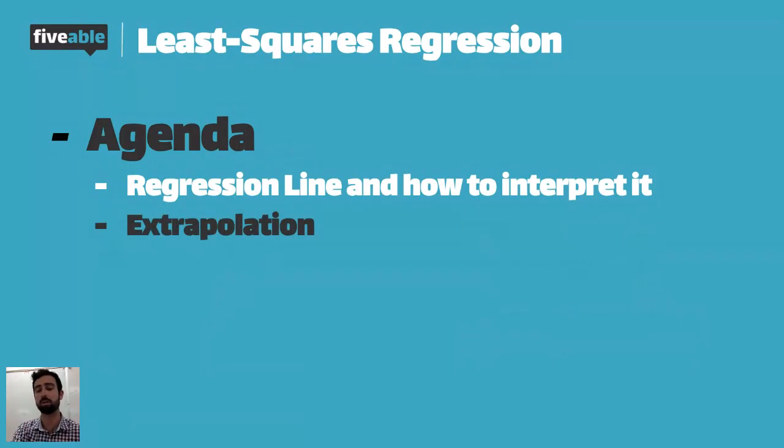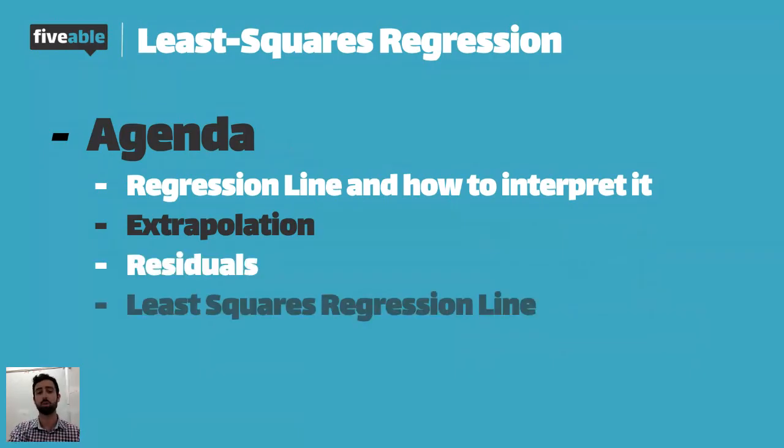Extrapolation. So we're going to talk a little bit about extrapolation. Next, residuals. So what is a residual? How do we find one? And the least squares regression line, which we'll also kind of talk about in the beginning. So let's dive into the first part, which is the regression line.